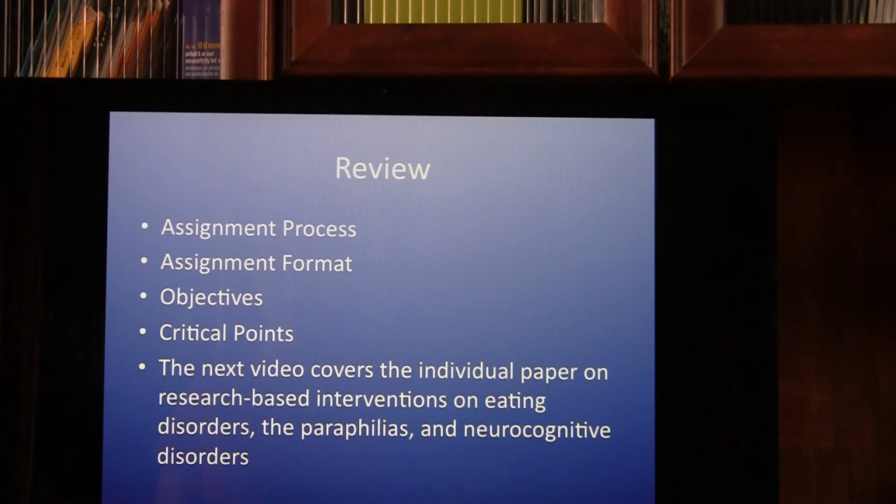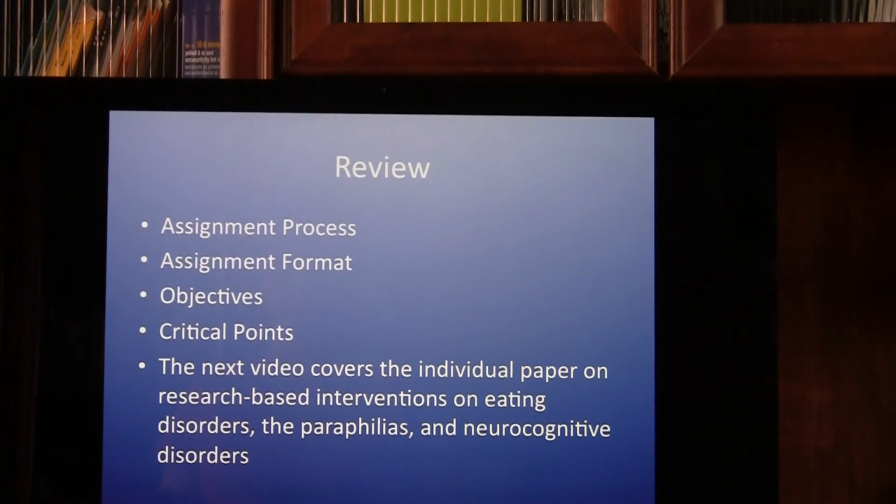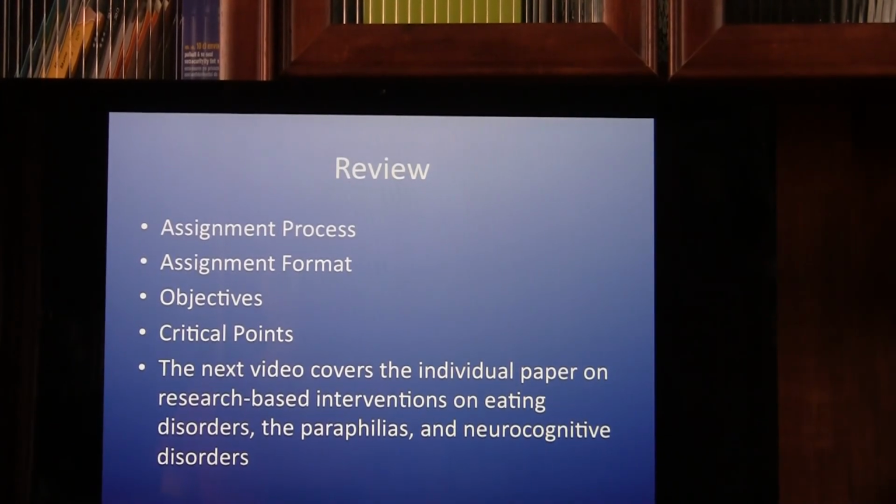All right, so what we've taken a look at for this particular learning team assignment is the process for the assignment, the format, where to post your paper, the objectives, and some critical points. The next video covers the individual paper on research-based interventions on eating disorders, the paraphilias, and neurocognitive disorders.